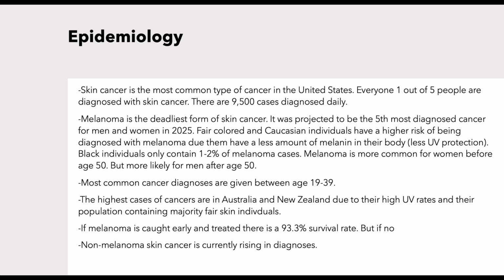Fair-skinned and Caucasian individuals have a higher risk of being diagnosed with melanoma because they have less melanin in their body, resulting in less UV protection. Black individuals account for only 1 to 2% of melanoma cases. Melanoma is more common for women before age 50, but more likely for men after age 50. Most common cancer diagnoses are given between ages 19 and 39. The highest rates of cancer are in Australia and New Zealand due to their high UV rates and population containing a majority of fair-skinned individuals. If melanoma is caught early and treated, there is a 93.3% survival rate.